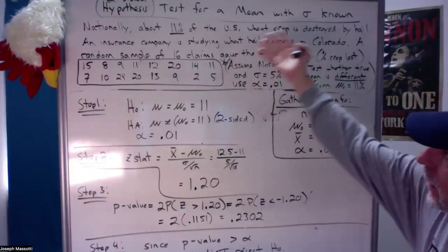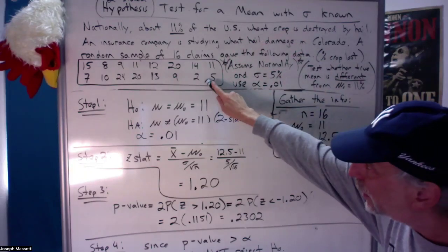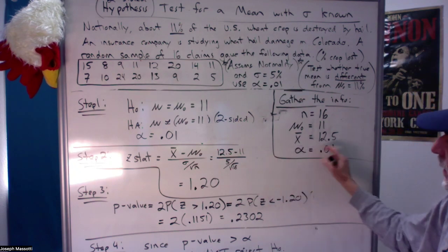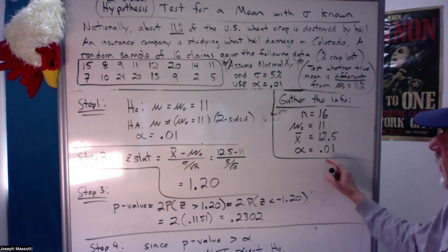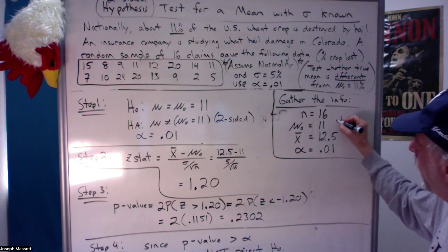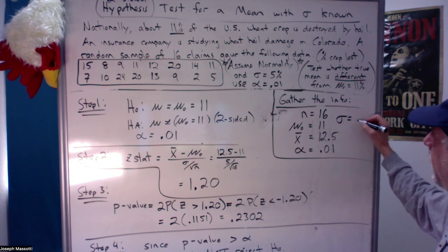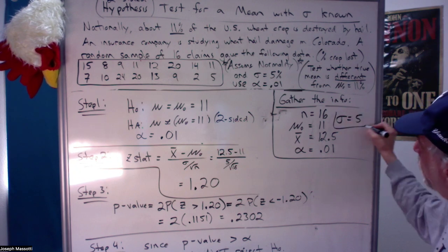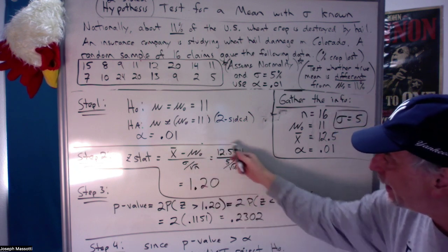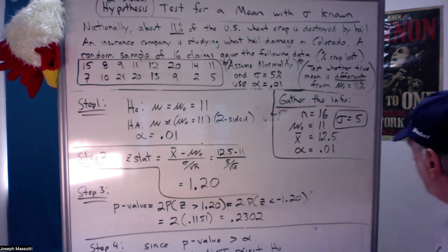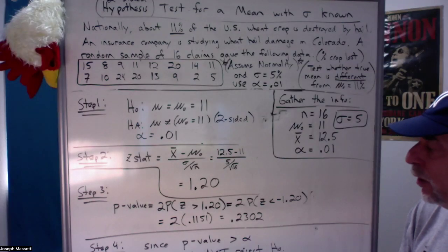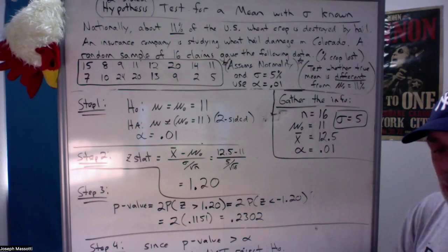So obviously we need that sample mean. We weren't given the sample mean in the problem, but we were given the actual sample data, so we can come up with that sample mean of 12.5. And we are told that the alpha level is 0.01 and our sigma was 5%. So we have all those numbers. We plug those into the Z statistic formula, and we round to 2 decimals, and we get our Z statistic of 1.2.